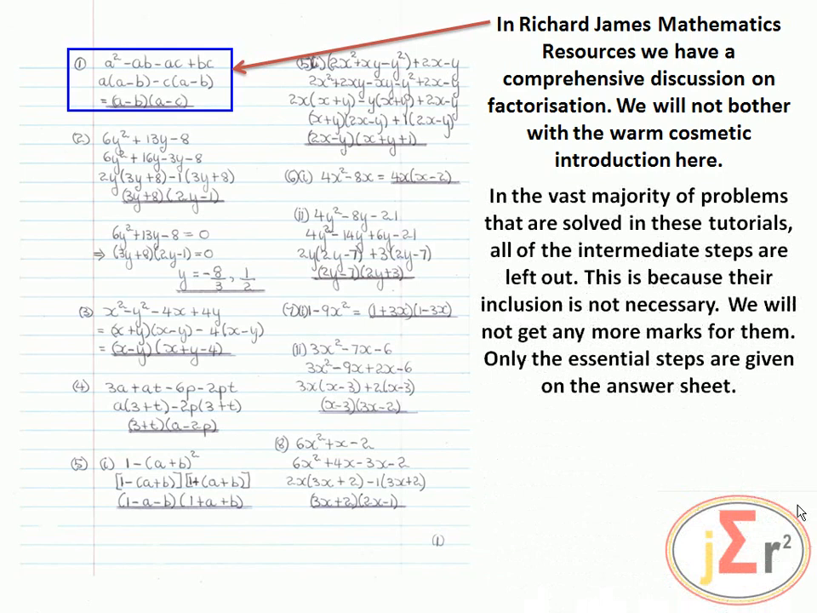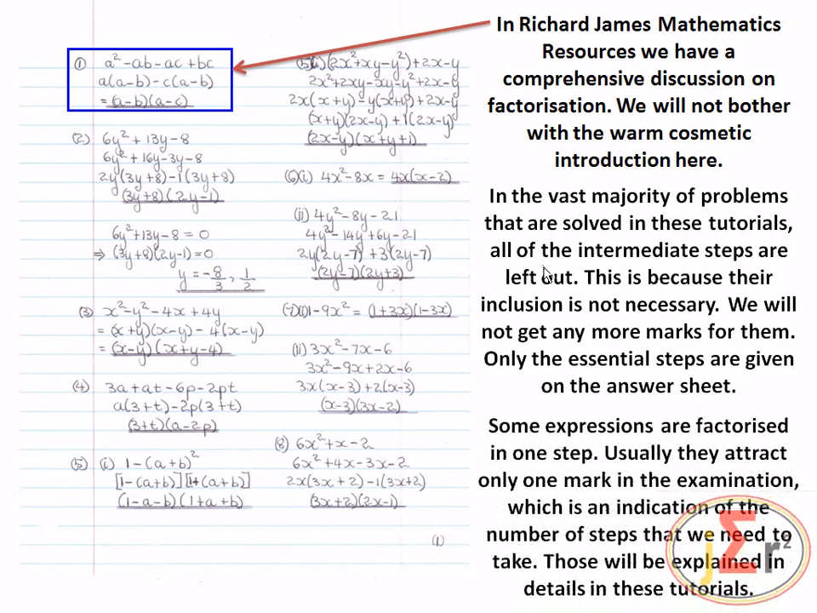In the vast majority of problems that are solved in these tutorials, all of the intermediate steps are left out, as we can see right here. This is because their inclusion is not necessary. We will not get any more marks for them. Only the essential steps are given on the answer sheet. So here we have only the essential steps, the steps that are enough to convince the marker that we know exactly what we are doing.